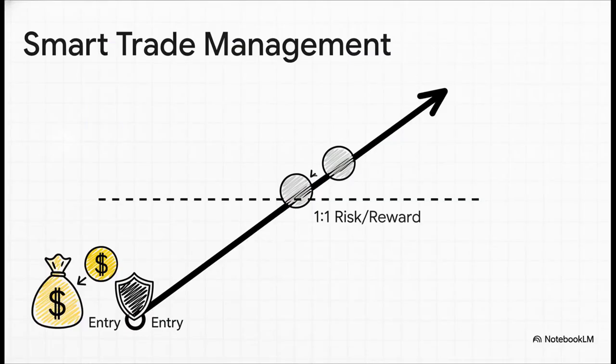Okay, getting in the trade is one thing, but this management technique is absolutely critical. It's how you protect your capital. So once the price moves in your favor and hits a 1-to-1 risk-to-reward target, you close half of your position. Pay yourself. Now the trade is totally risk-free, and you can let the other half run without any stress, even if it ends up reversing later.